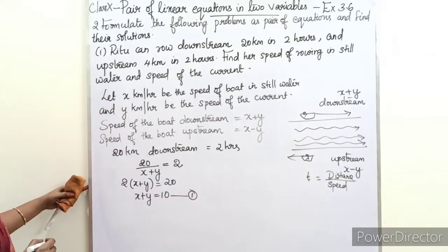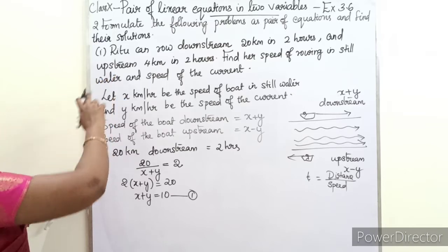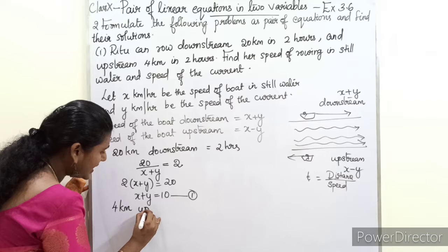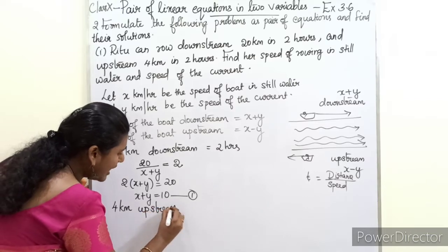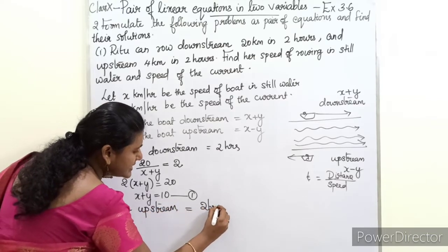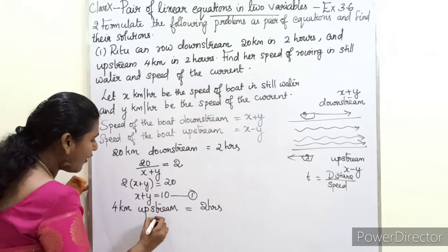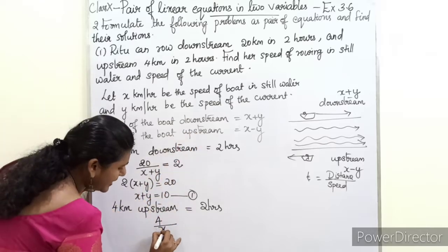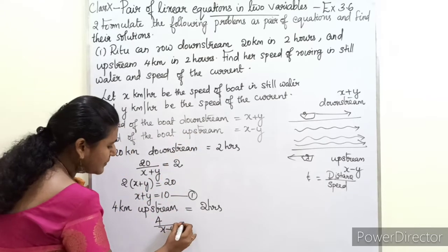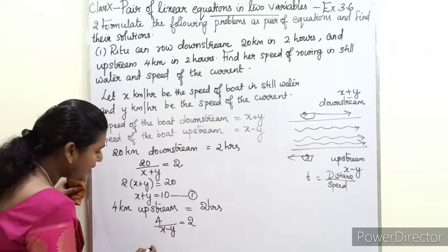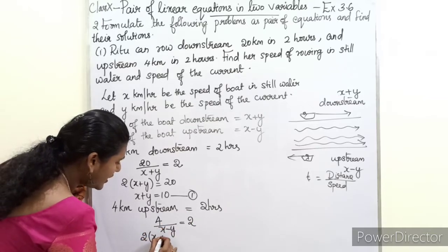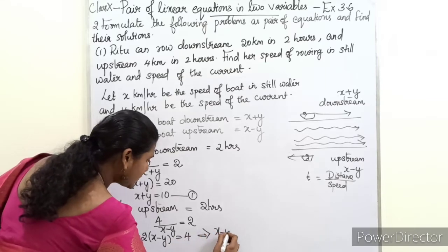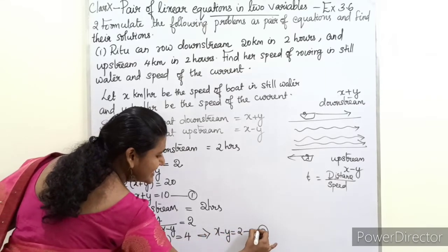Now the second part is the upstream: 4 kilometer upstream in 2 hours. So the distance is given, and again time is given. So the formula is distance by speed. The speed of the boat upstream is x minus y. So 4 by x minus y equal to 2. Now we will do cross multiplication. So 2 into x minus y is equal to 4, which implies x minus y is equal to 2. So this is the second equation.